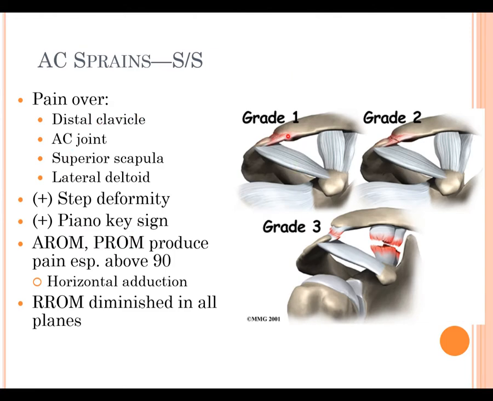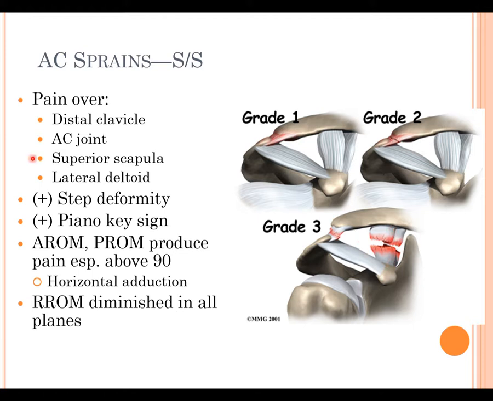We're going to have basically 3 different grades depending on how many structures are going to be involved. A grade 1 is going to just involve your AC ligaments, your acromioclavicular ligaments. You have your superior and your inferior. A grade 2 is going to be a complete rupture of the AC ligaments, but your coracoclavicular ligaments are still intact. A grade 3 is a rupture of the AC ligaments and a complete rupture of both of your coracoclavicular ligaments.